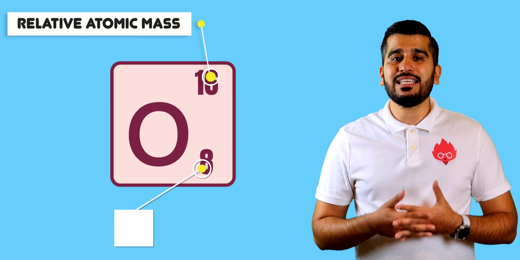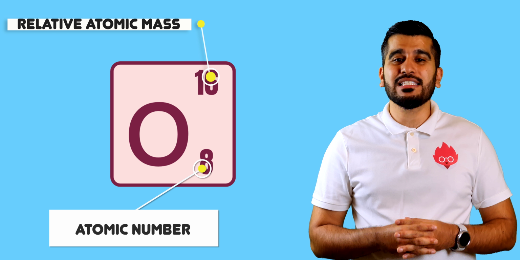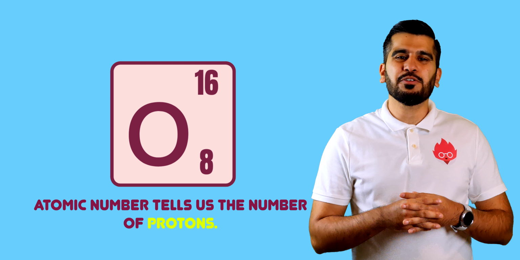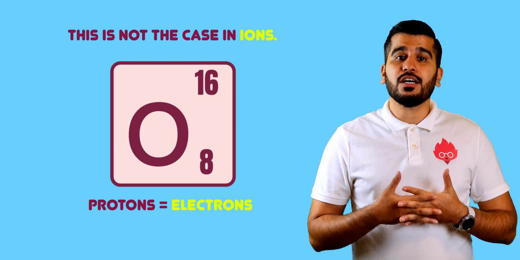When you look at the elements in the periodic table, you will see each element has two numbers, the atomic number and the relative atomic mass. The atomic number tells us the number of protons in an atom. We know that the number of protons always equals the number of electrons. The atomic numbers are used to arrange elements in the periodic table.